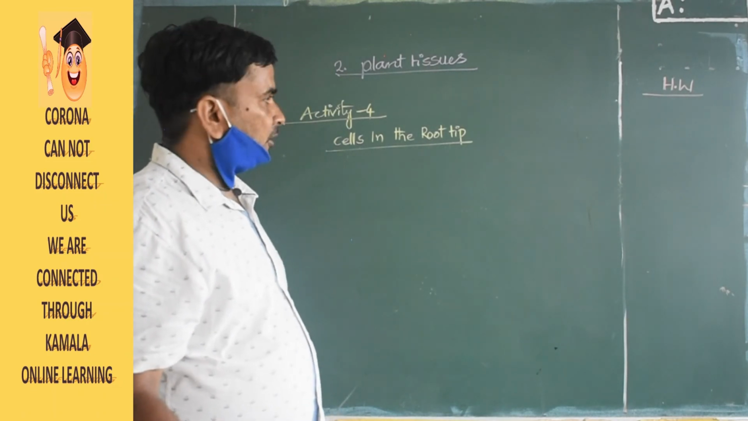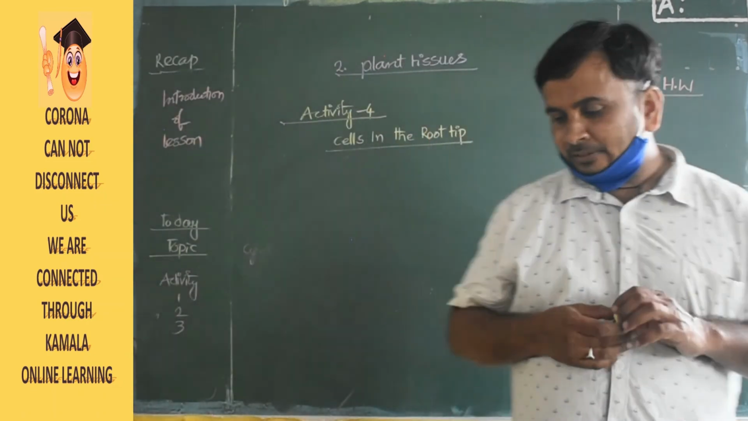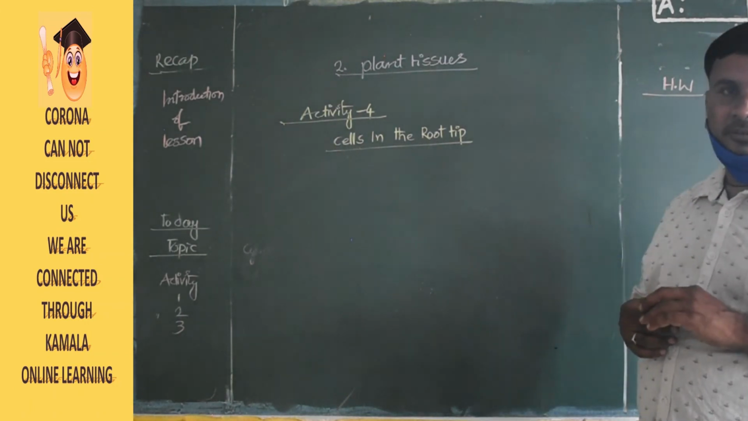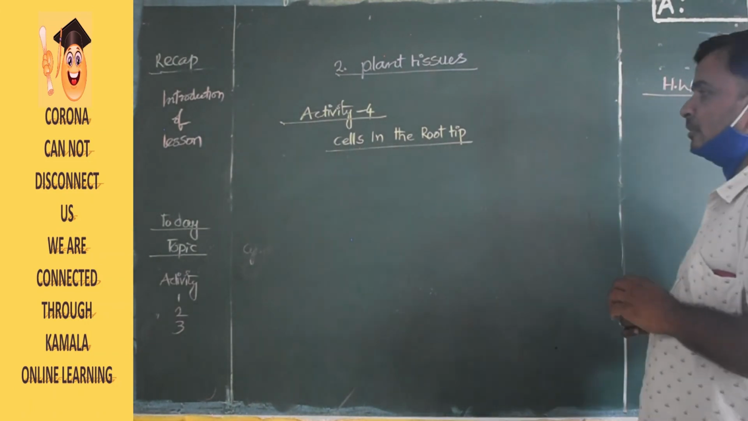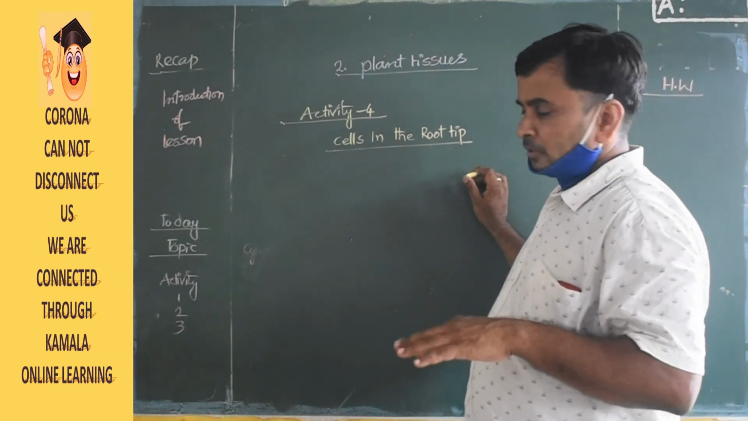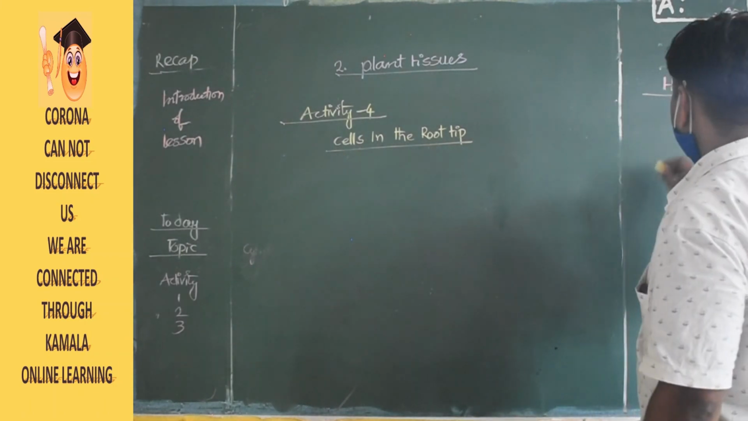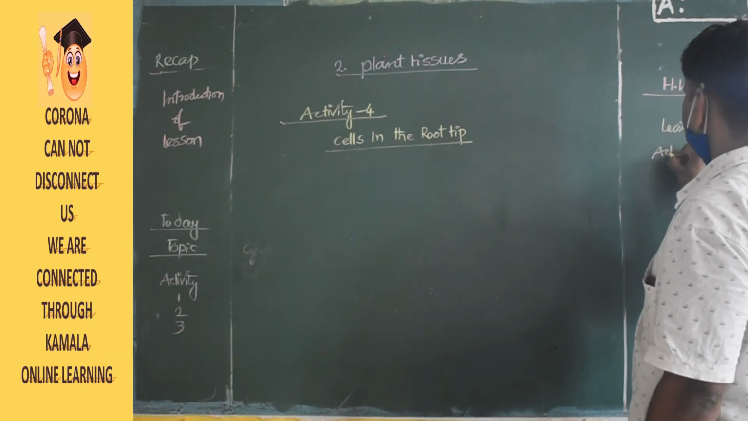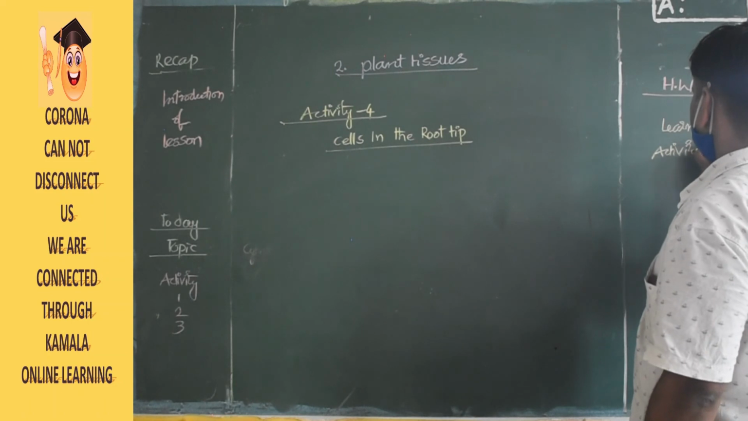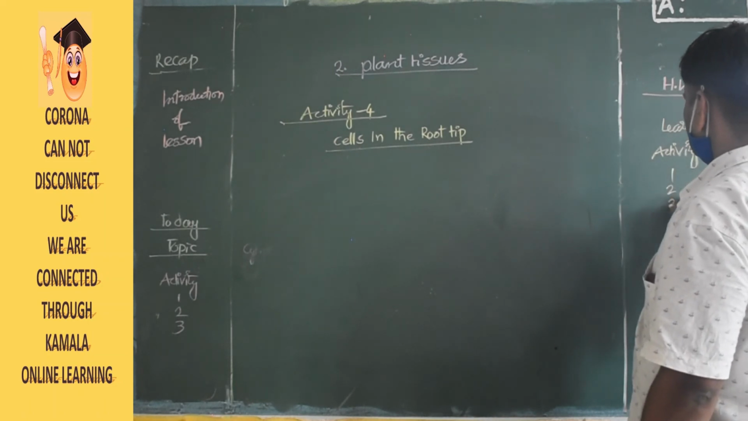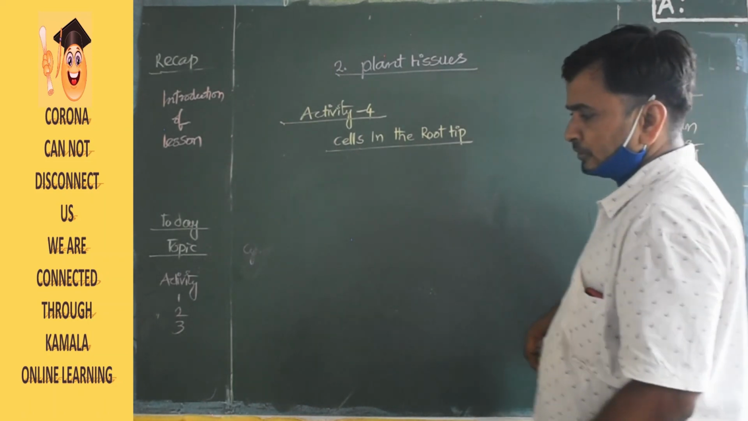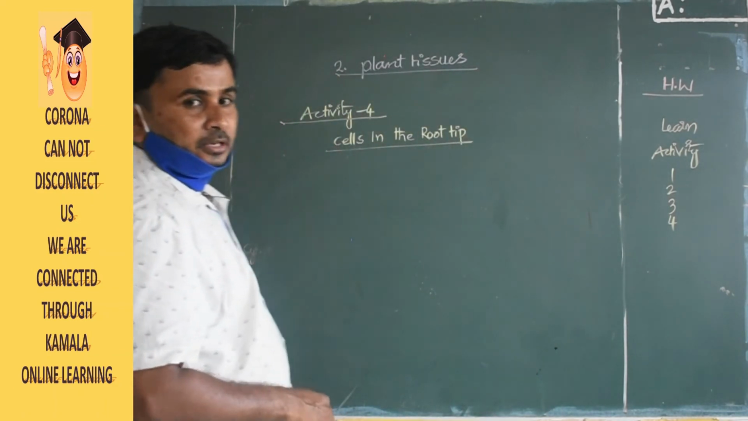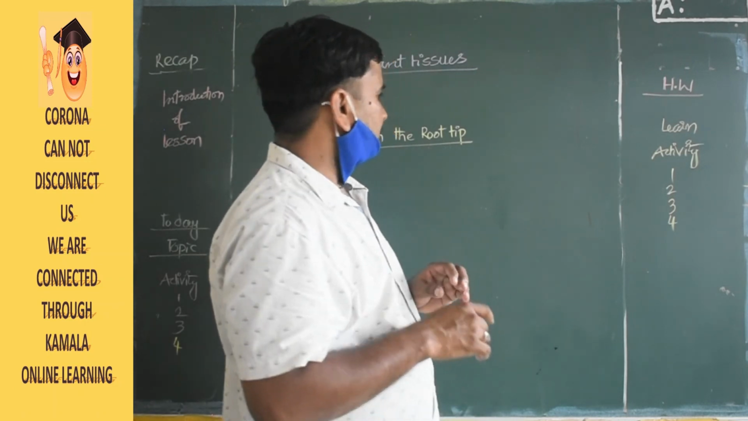So in this activity, what did you observe? The root. In the previous section you observed the leaf. Before that you observed the onion peel cells. So today's homework is to learn activities 1, 2, 3 and 4. We also discussed 4 extra. Okay. Thank you children. Thank you very much. Take care of yourself.